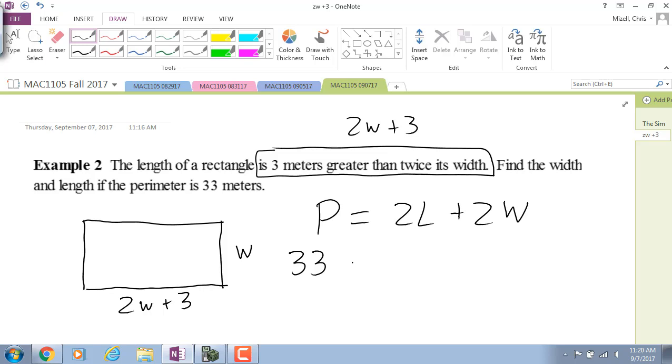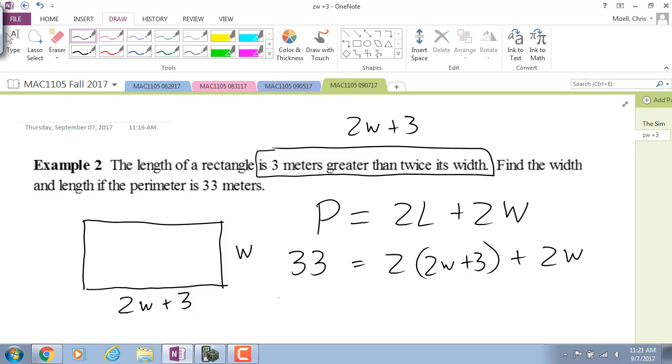So 33 equals 2 times... We have an expression for the length in terms of w, 2w plus 3. And then we have 2w. We'll solve it for w, get a number. This will represent the width in meters. We should then be able to calculate the length in meters.